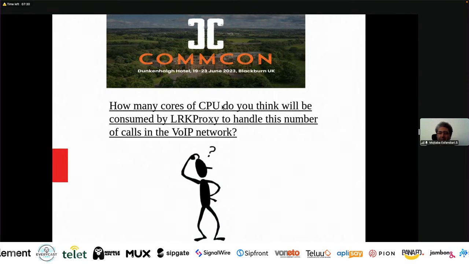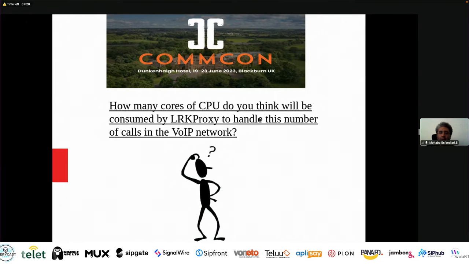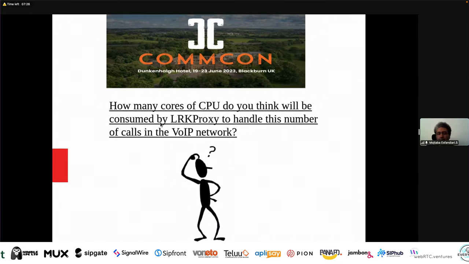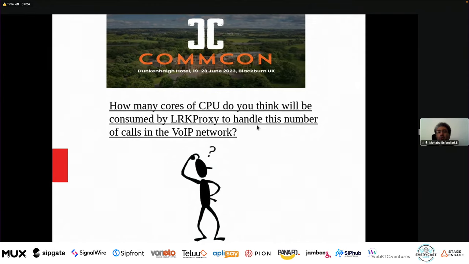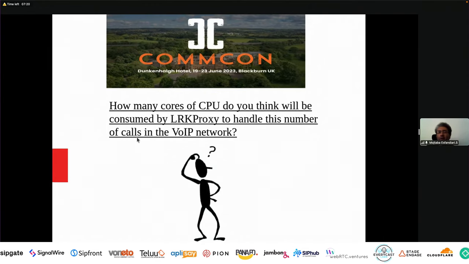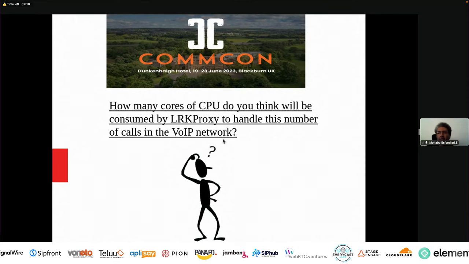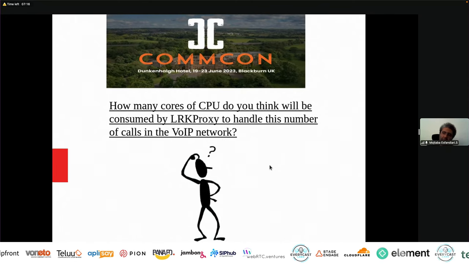Question: how many cores of CPU do you think will be consumed by LRKProxy to handle this number of calls in a voice over IP network? What do you think about this?